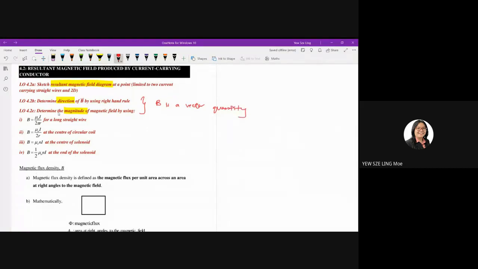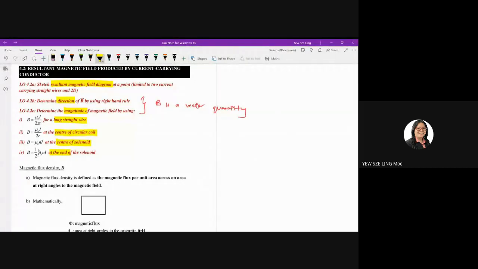So as you can see in the learning outcome, you have 4 equations for 4 given situations. First one, for a long straight wire, B equals mu naught I over 2 pi r. And then B equals mu naught I over 2r at the center of the circular coil. You are not looking at what happened outside the coil, but you're looking at the center of the coil. And then B equals mu naught n I, which is at the center of the solenoid, and half of that when it is at the end of the solenoid.